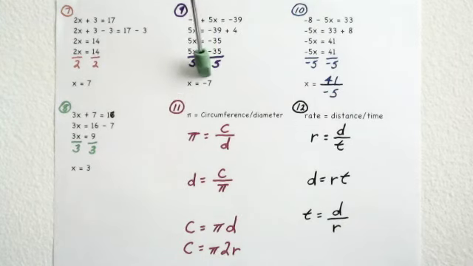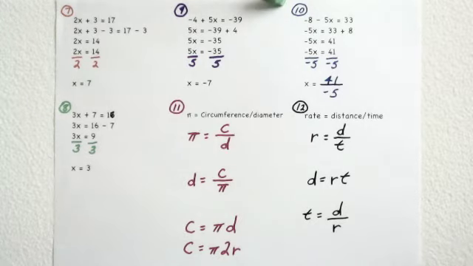Now I'm going to take this negative 7 and put it in the original equation. Negative 4 plus 5 times negative 7. 5 times negative 7 is negative 35, plus this negative 4 equals negative 39.